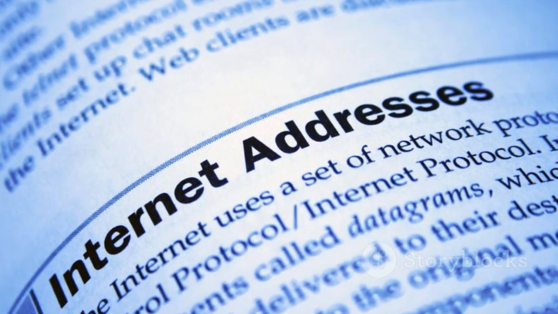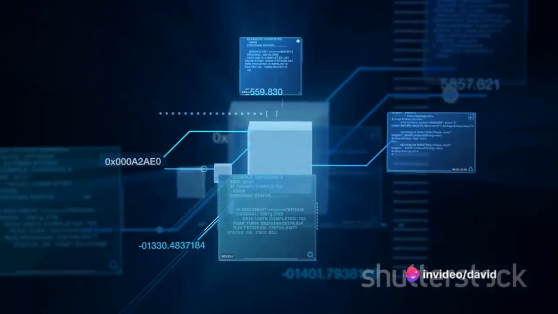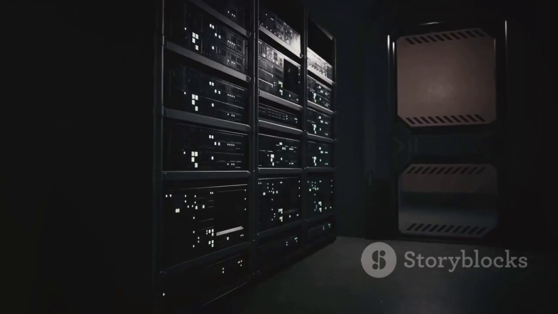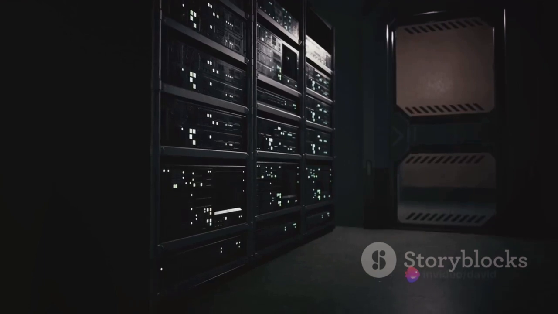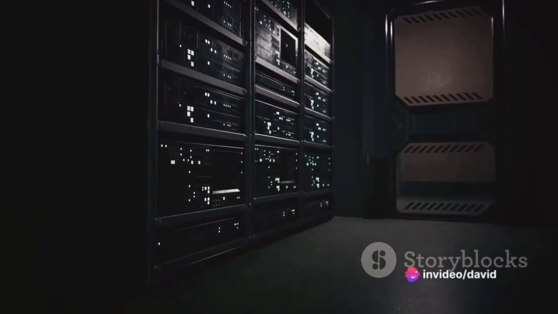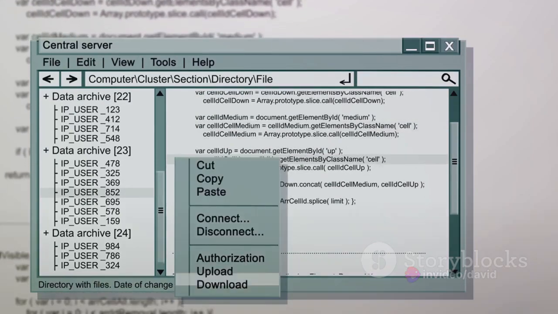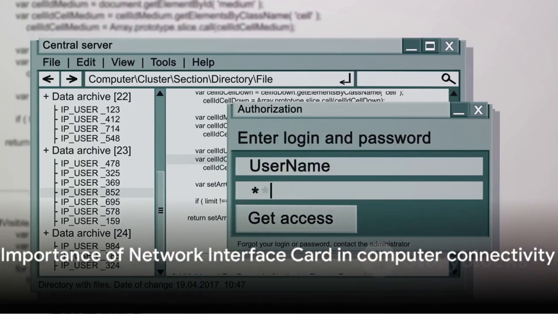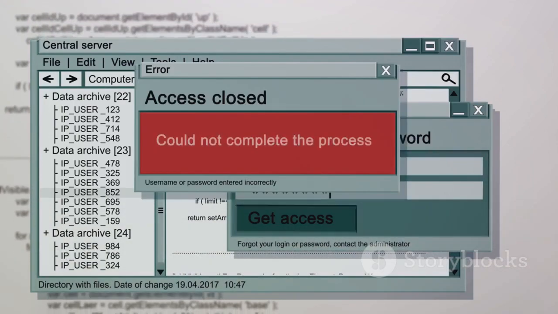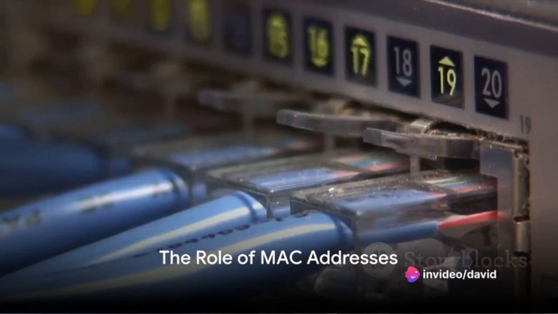Each NIC is unique, given a Media Access Control, or MAC, address at the point of manufacture. This MAC address, usually written in hexadecimal form, is a combination of the manufacturer code and the serial code, making every NIC distinct. The NIC allows your computer to be assigned an Internet Protocol or IP address by the network, which can either be static or dynamic, allowing it to communicate further. In essence, without a NIC, your computer would be an island, unable to reach out to other computers or access the internet. Now, let's dive into the mysterious world of MAC addresses.